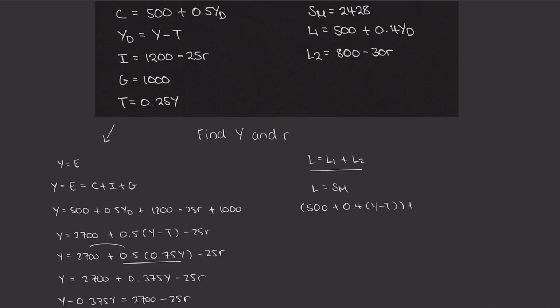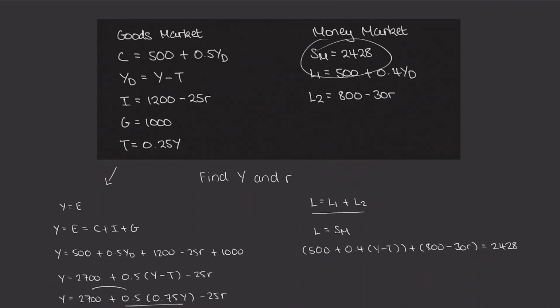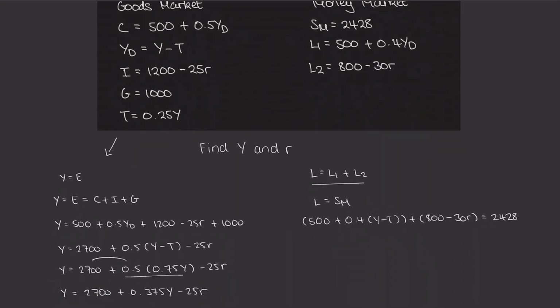And then you've got your L2, which is just 800 minus 30r, which equals 2,428, which is just from our supply of money from up here, right? So now we've got that, it's just basically simple algebra. So I'm going to speed this bit up because you guys probably know how to do this already. So yeah, just watch me do it.